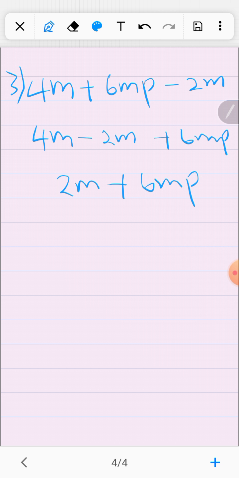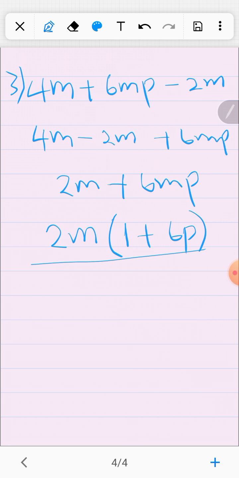Now at this stage this is very similar to what we had on the previous page. 2 is common, pull it outside. M is also common, bring it outside. I'm left with 1 plus 6p. Okay, so I think that's it.